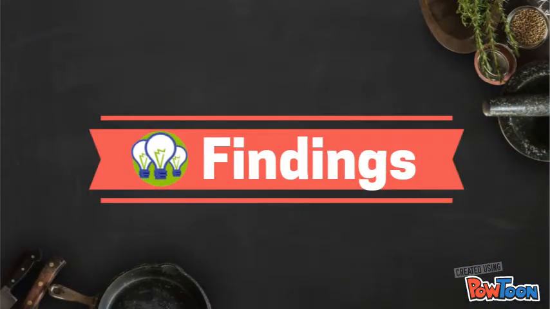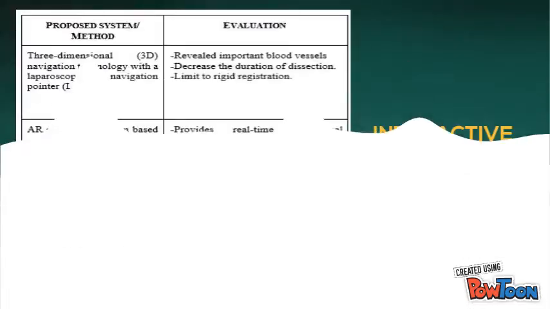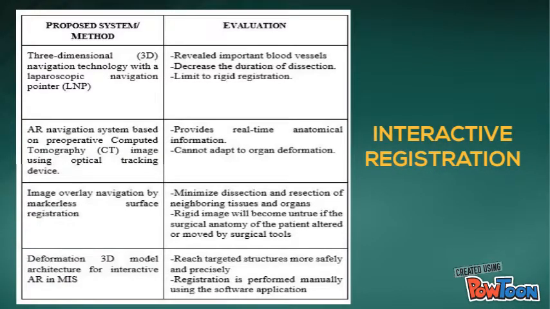The findings after reviewing the 4 proposed systems or methods. Interactive registration is limited to rigid registration. It cannot adapt to organ deformation. Rigid images will become untrue if the surgical anatomy of the patient is changed by surgical tools.